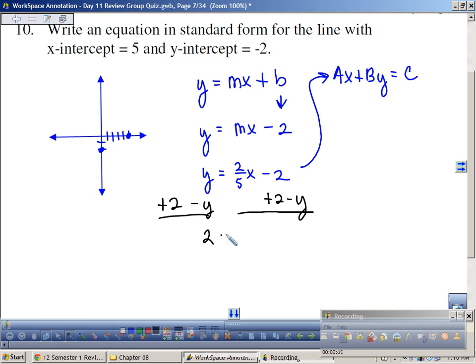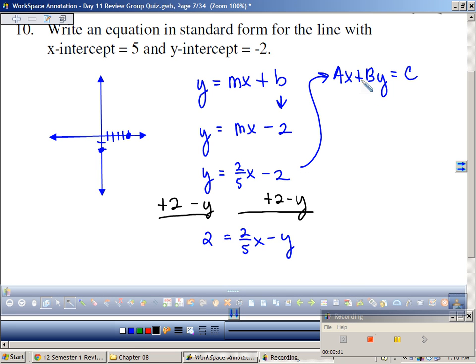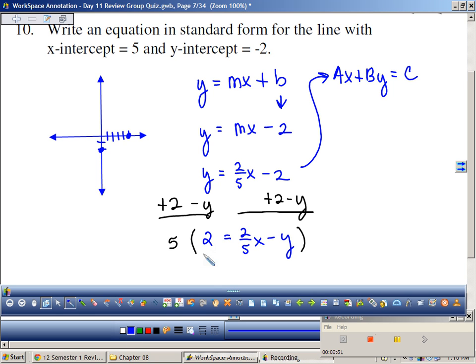Exactly. So I have 2 equals 2/5 x minus 2. Okay, now what? Minus y. Thank you. Now what? Exactly. I need it in this form, so I need to multiply everybody by 5, which gives me 10 equals 2x minus 5. There's your answer.